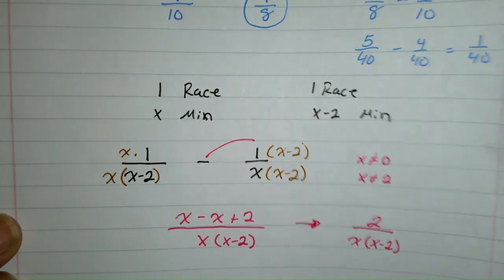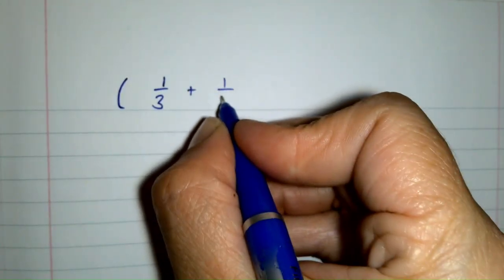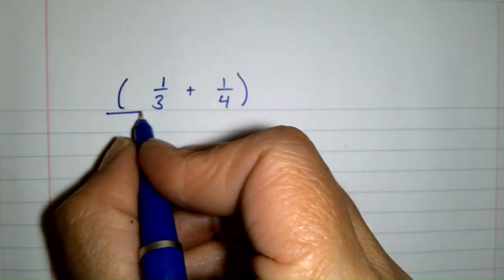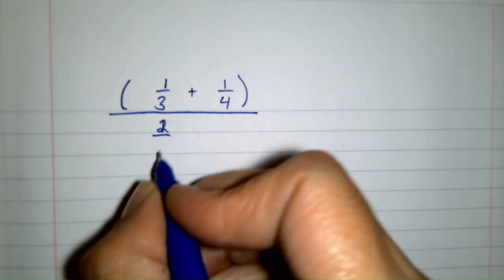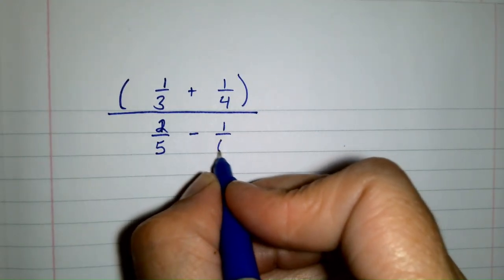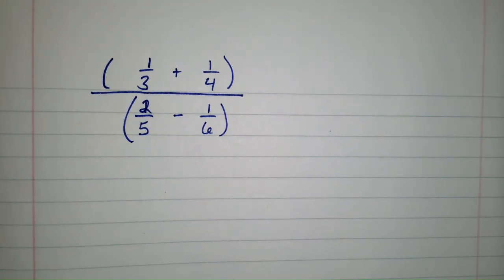Okay, now the complicated problems. I actually really like these. We're going to do a simple one, and then we're going to do one with algebra. You might have seen a problem. I actually really like these because I can do them mentally. Of 1/3 plus 1/4 divided by, actually let's go with 2/5 minus 1/6. And you might be going, oh my goodness.